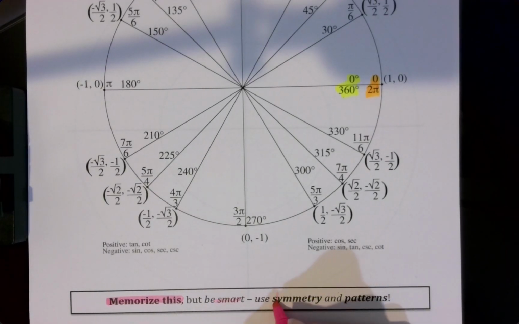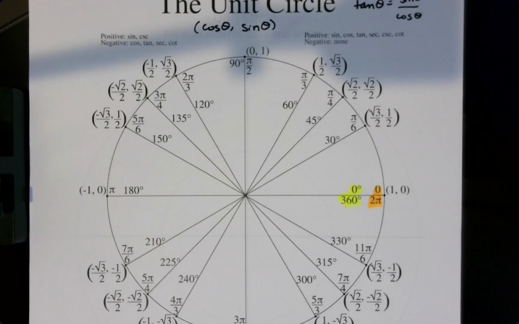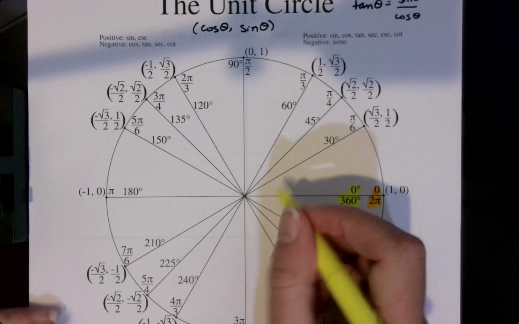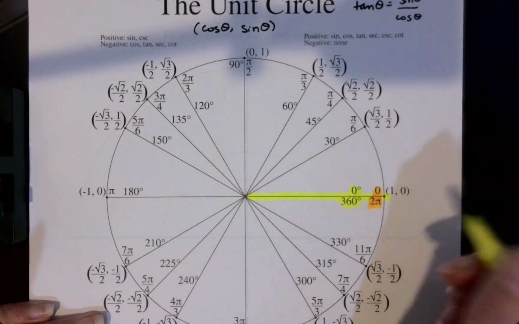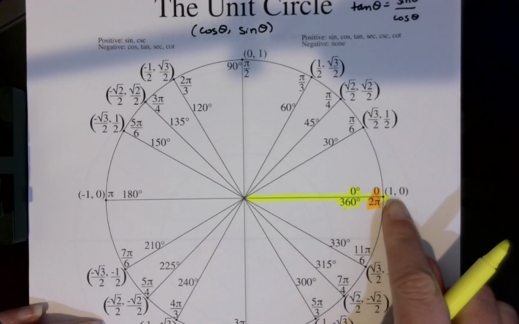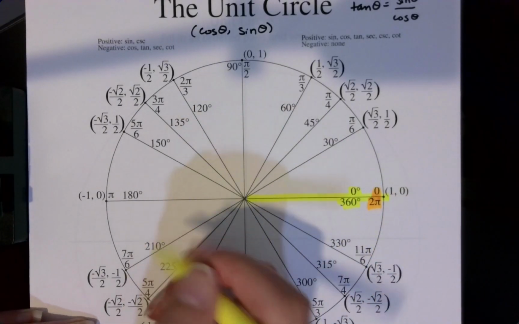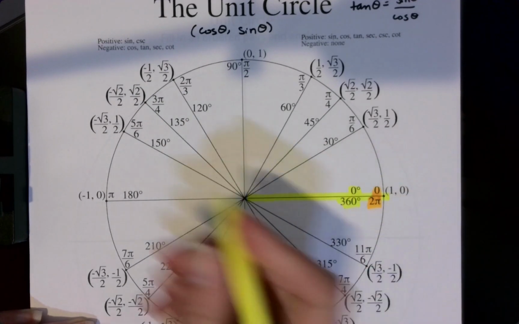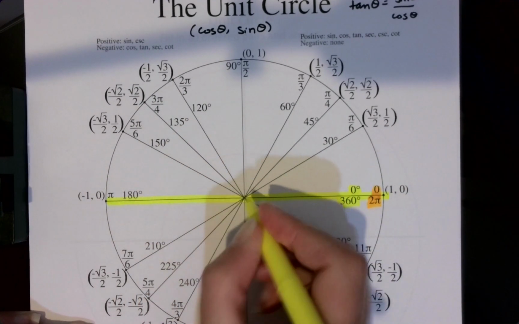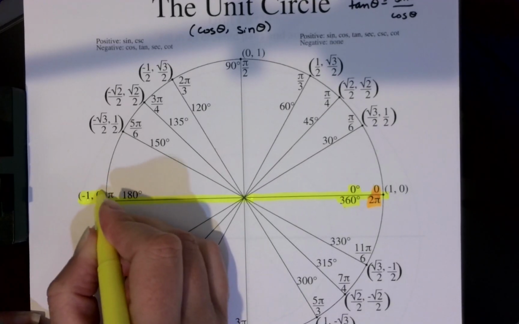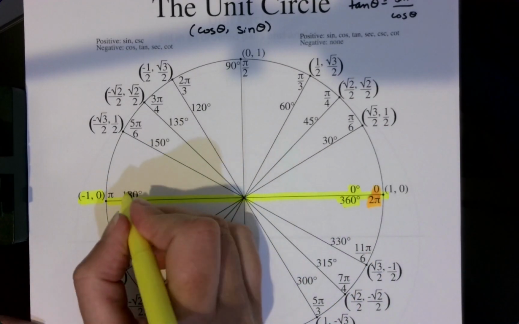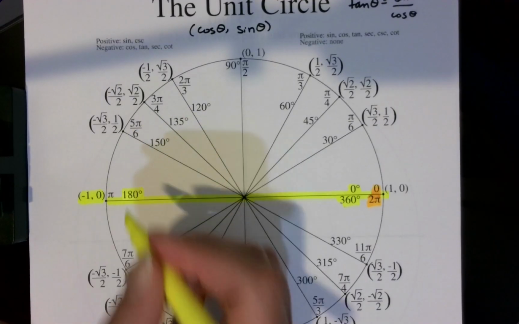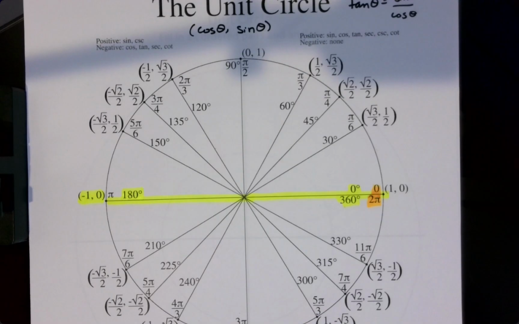Okay, so we are going to need to work on memorizing the unit circle, but we want to be smart about it. We're going to use symmetry and patterns, and I'm just going to talk about those symmetry and patterns right here. So first things first is we'll talk about the axes. So we've got our x-axis, and on the x-axis, we'll know that, of course, we're at the point 1, 0 on the right-hand side. And then we'll be at the corresponding point negative 1, 0 on the left-hand side. And again, those two angles are going to be 180 in degrees or pi in radian measure.